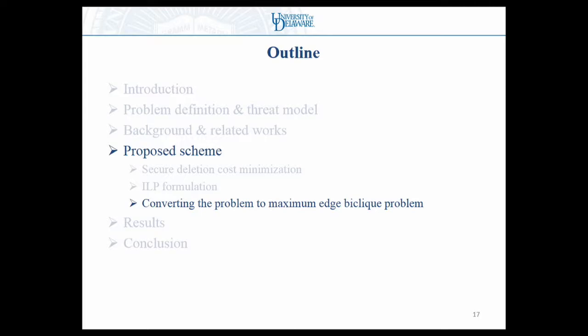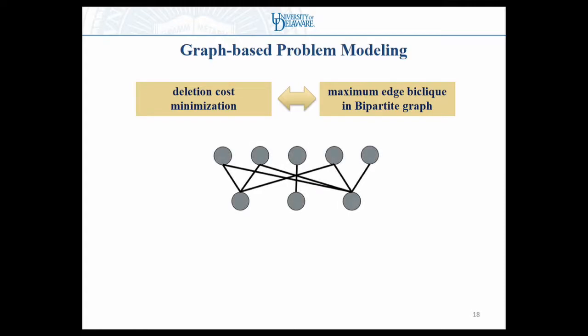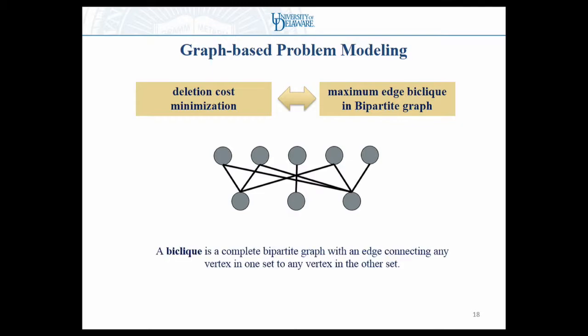Solving this problem is going to be really complicated. So what we thought is, why not change it to a very well-known problem of maximum edge biclique in bipartite graph. For those of you who may not know this problem, if you have this bipartite graph and you want to create a biclique out of it, you have to remove these vertices and these edges to make sure that in the remaining graph, each vertex in one set is connected to all the vertices in the other set.